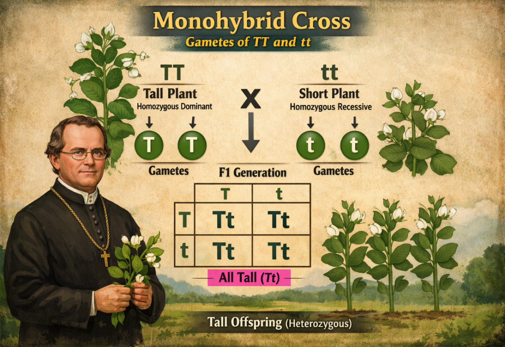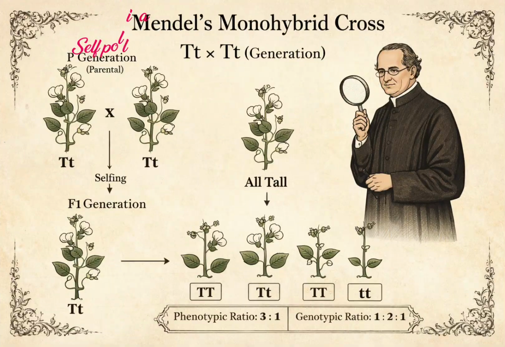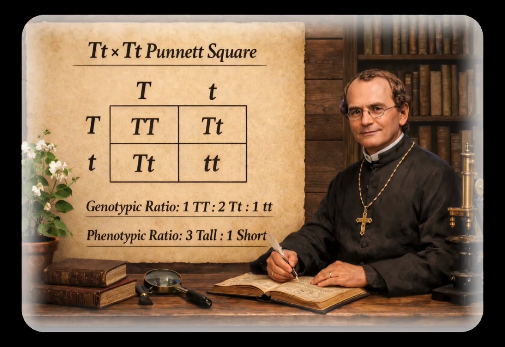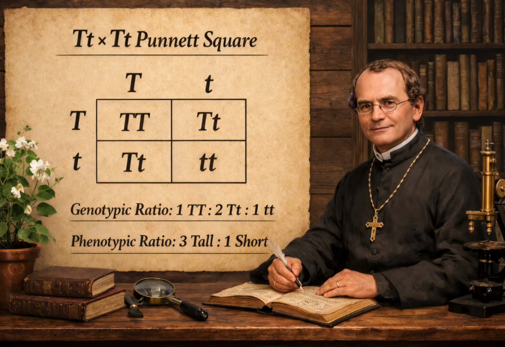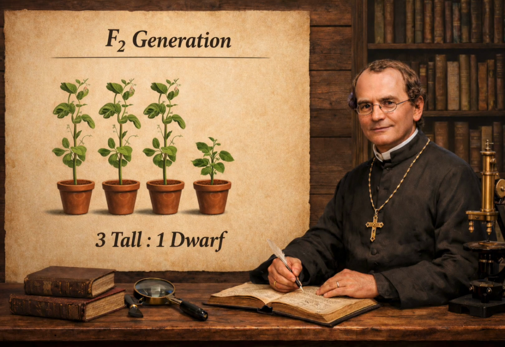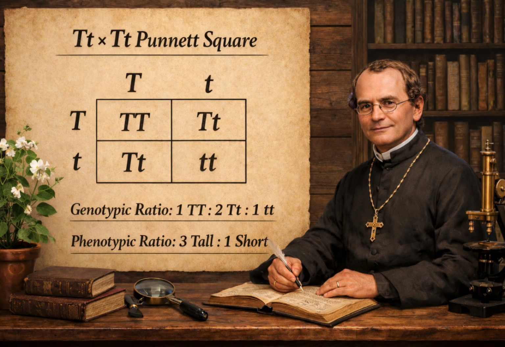When Mendel allowed F1 plants to self-pollinate, the cross was Tt cross Tt. The possible combinations are TT, Tt, Tt, and tt. In the F2 generation, Mendel observed 3 tall plants and 1 dwarf plant. This gives the phenotypic ratio of 3:1.